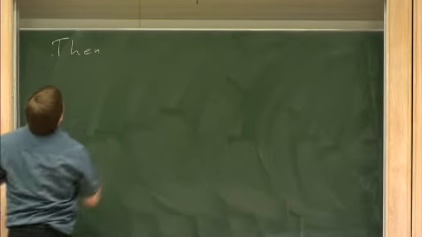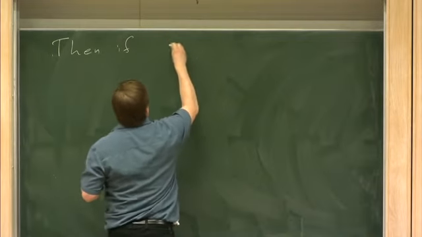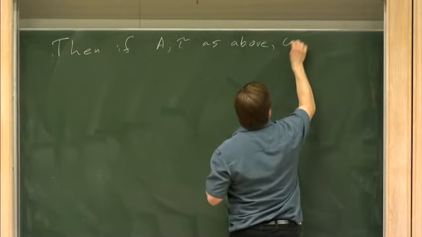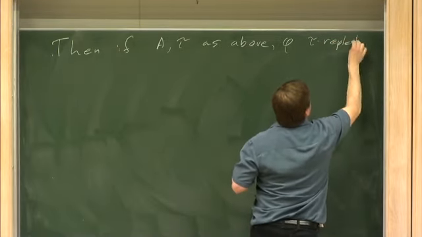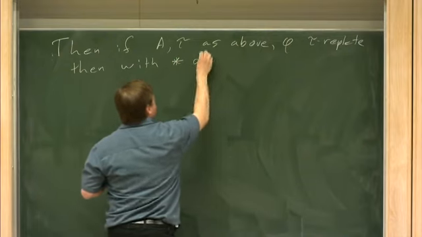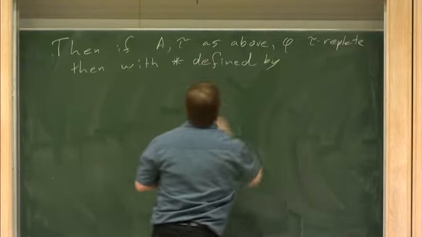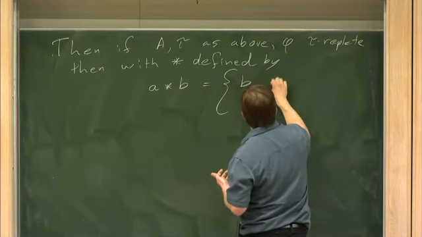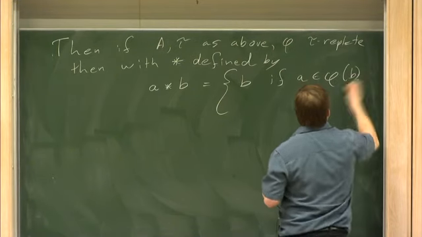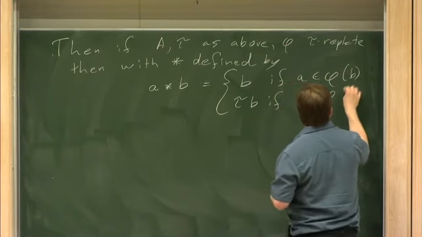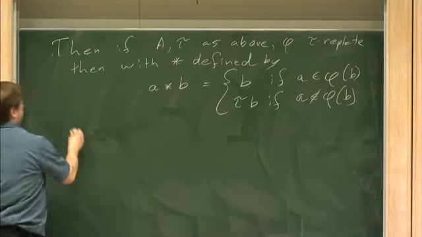From tau and phi. Right. So then, if you have A as above and phi tau-replete, then with star defined by A star B equals just B if A is in the set corresponding to B, and tau of B if A is not in that set, then that is a quandle.